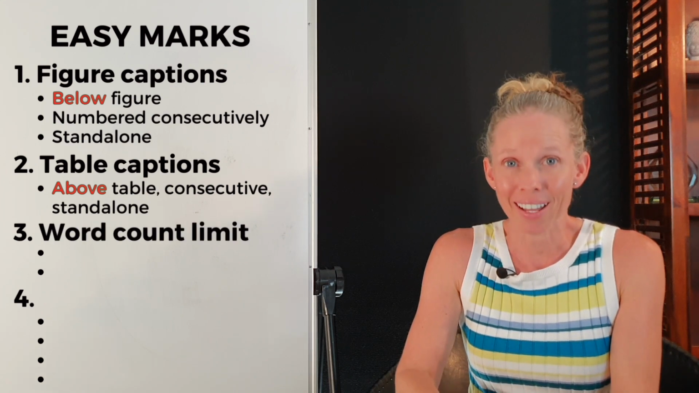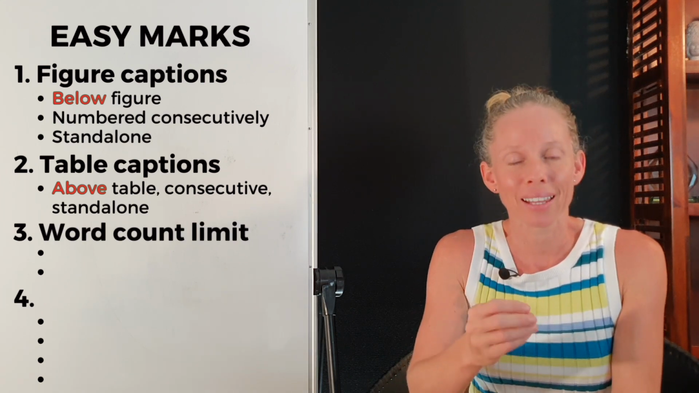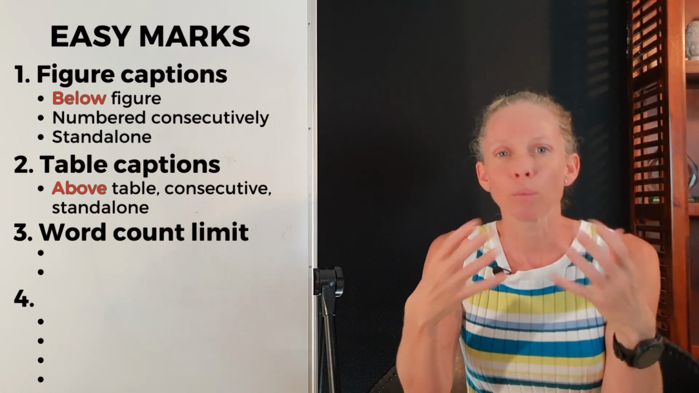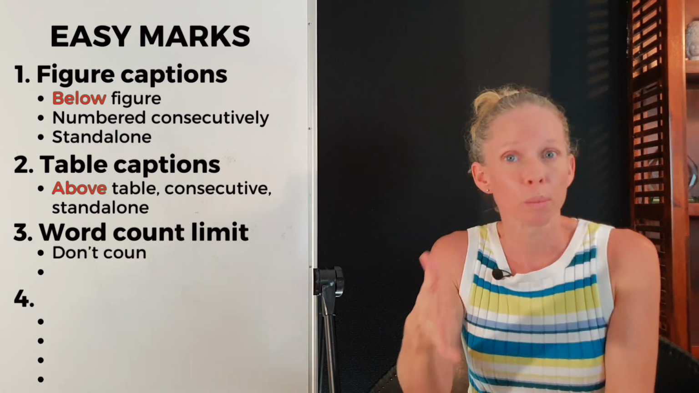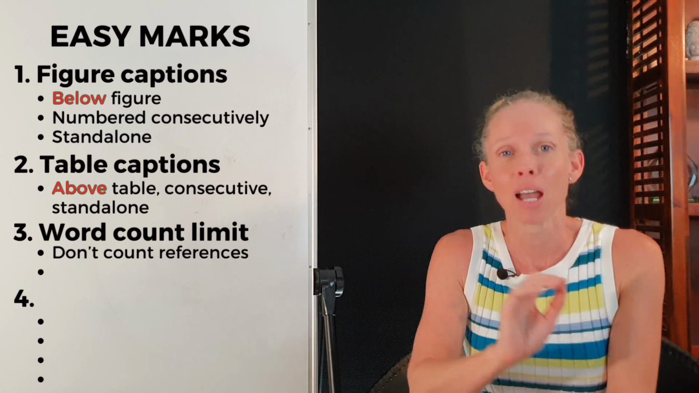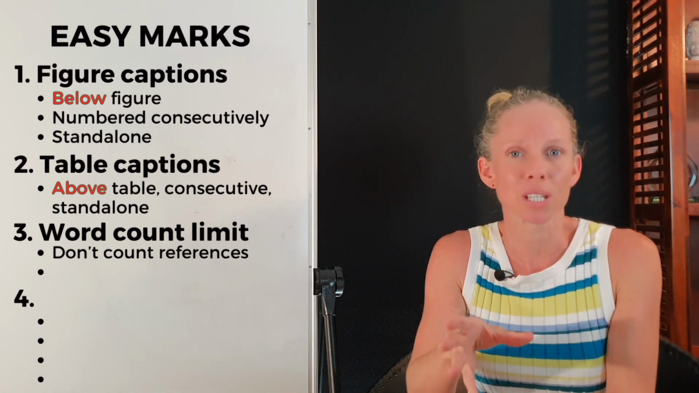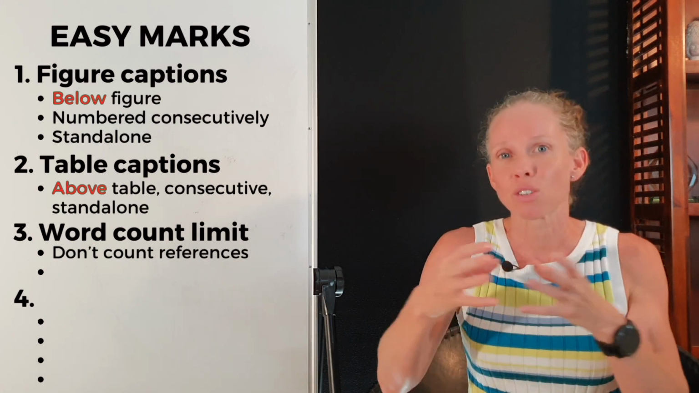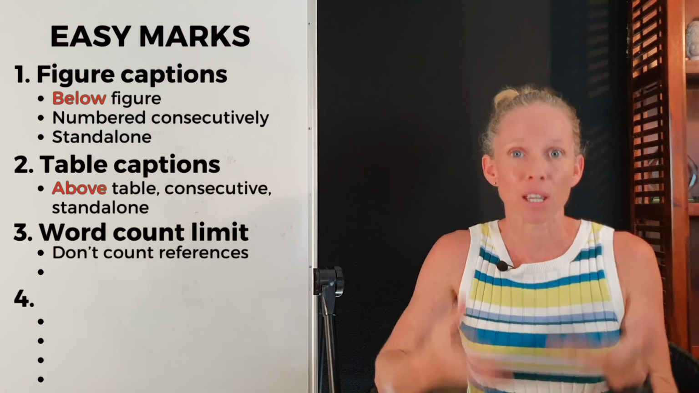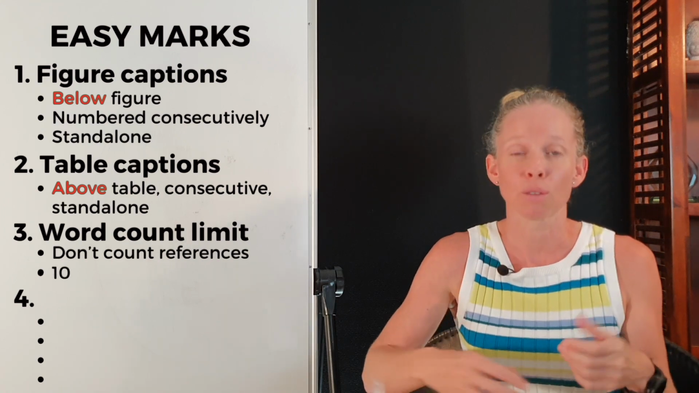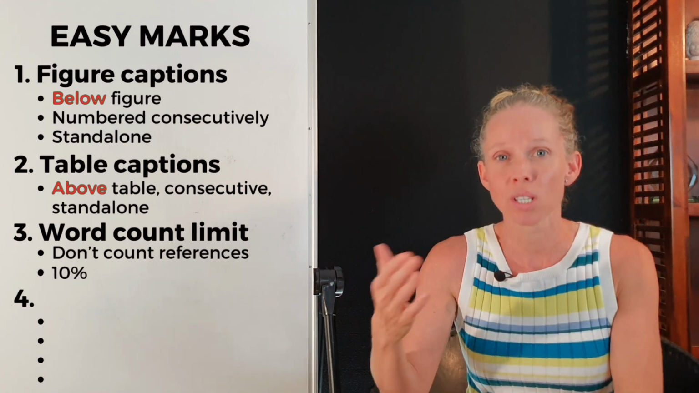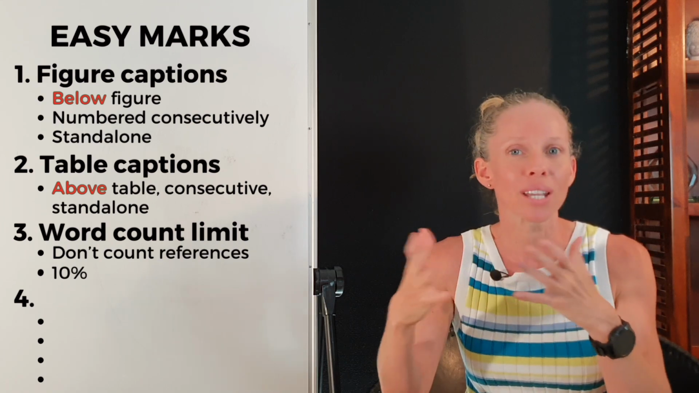Your assessment outline should detail the word count limit for your assessment. A general rule here is that your reference section or bibliography is not included in your word count, but you will need to double check with your lecturer for your specific assessment. Now, if you're not sure how strict that word count limit is, the best rule of thumb is to use 10%. So for example, if your assessment is 2,000 words, then you have 200 words on either side to play with.